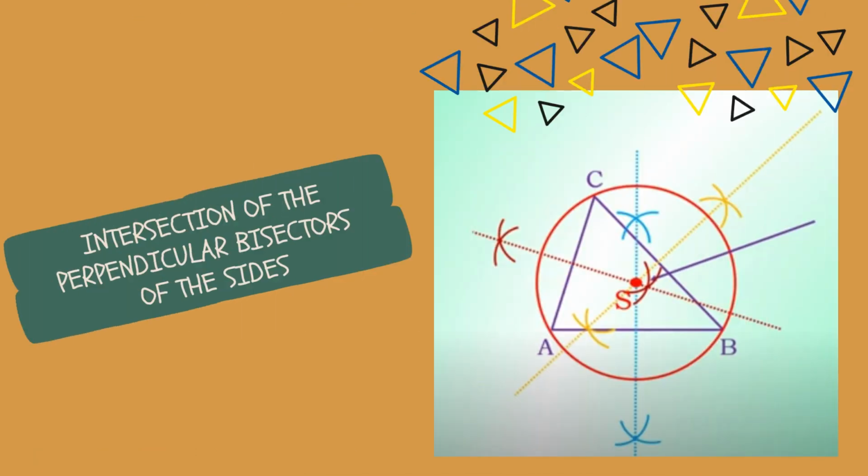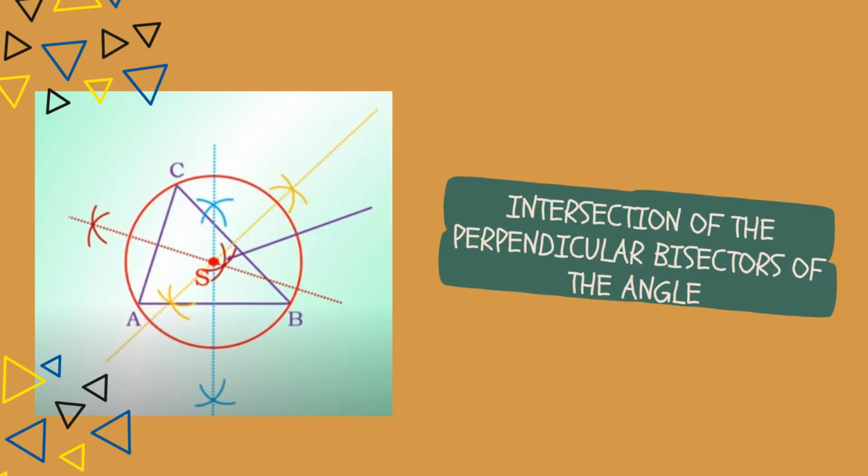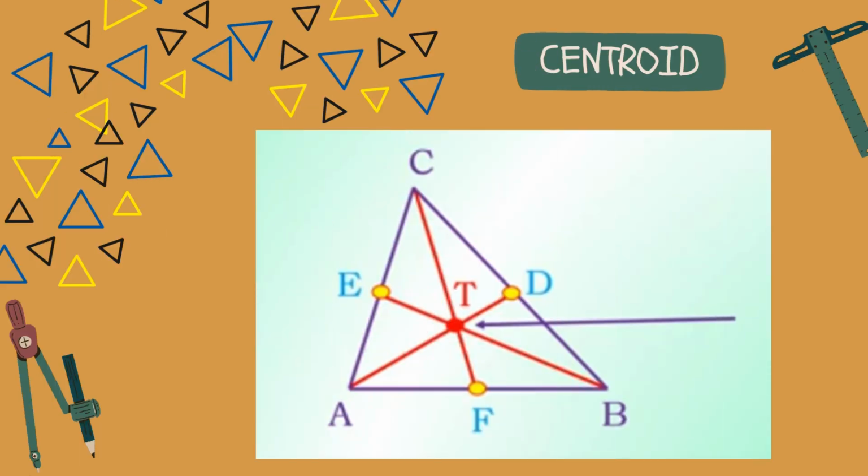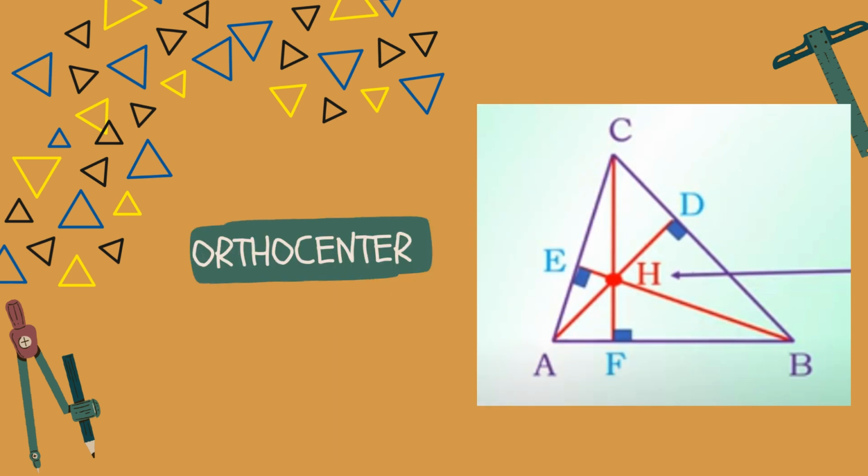Intersection of the perpendicular bisectors of the sides. Intersection of the angle bisectors. Centroid. Orthocenter.